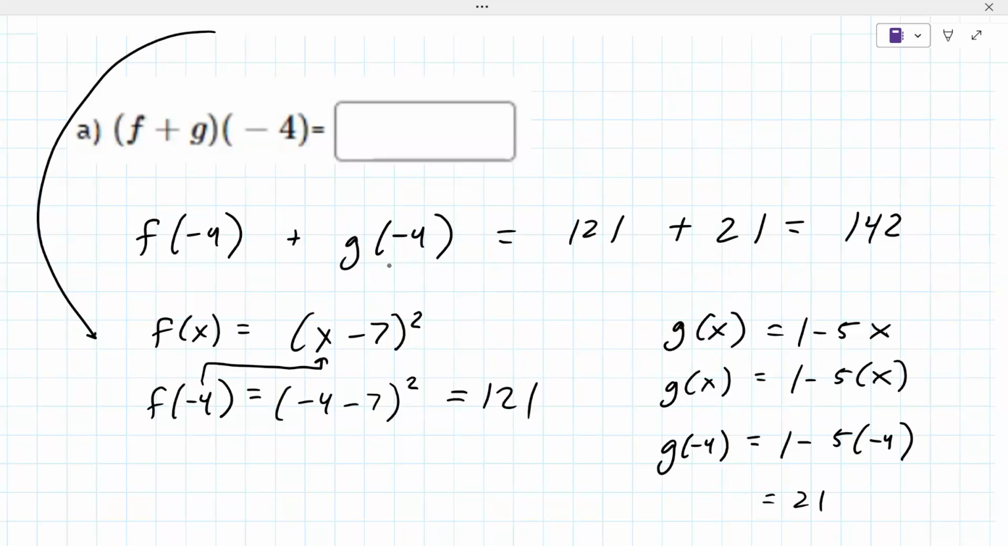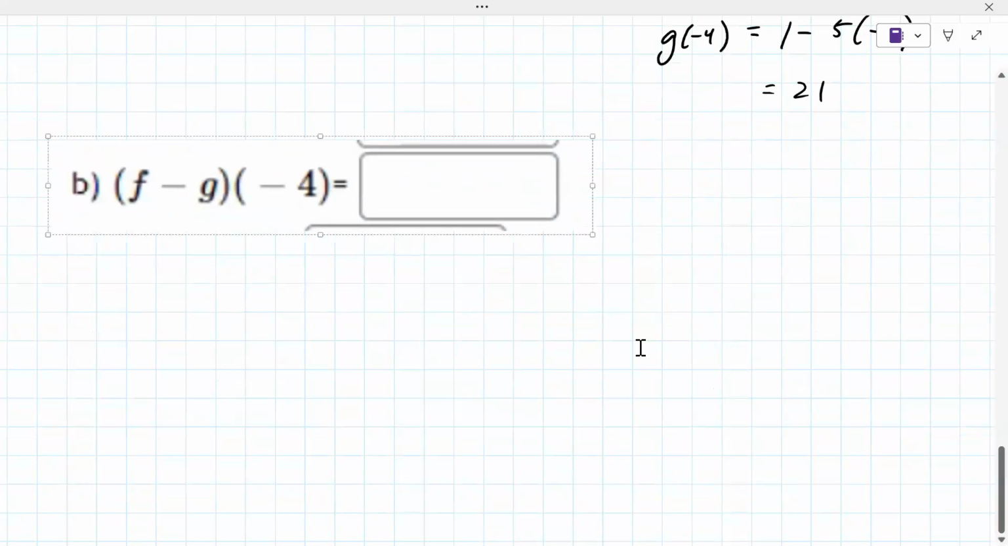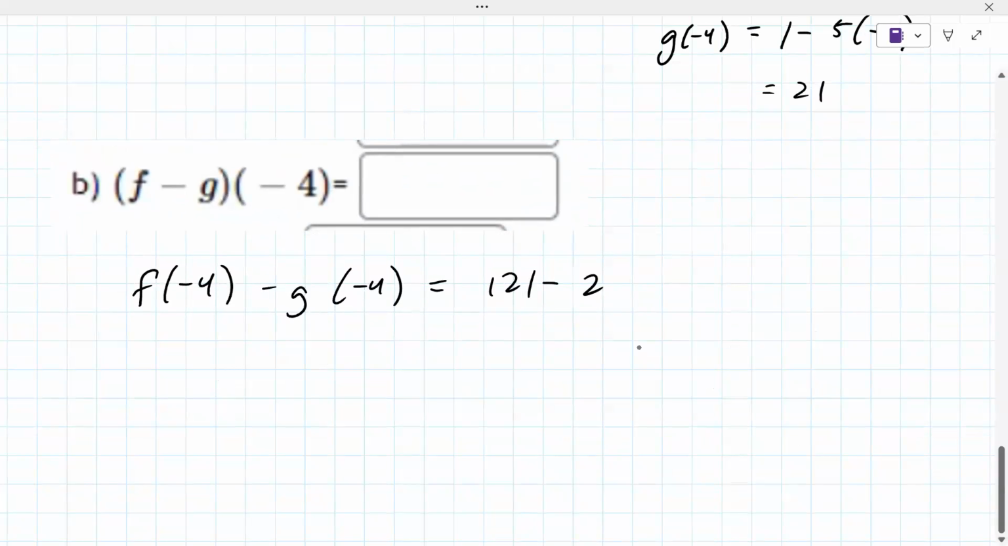So the rest on this, B, C, and D, are the same as what we've done before. You need the f of negative 4 and g of negative 4 to be able to do that. So it's essentially the same as the previous problems. Let me snip B in here. We'll be able to go through these relatively quickly. B means f of negative 4 minus g of negative 4, which is 121 minus 21, which is 100.